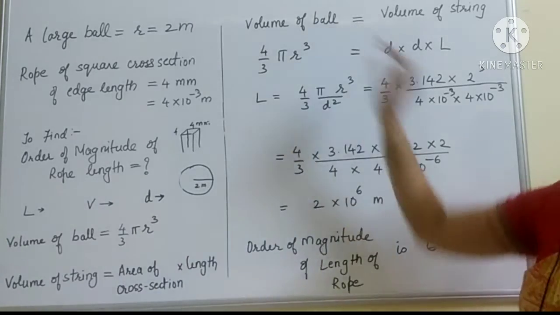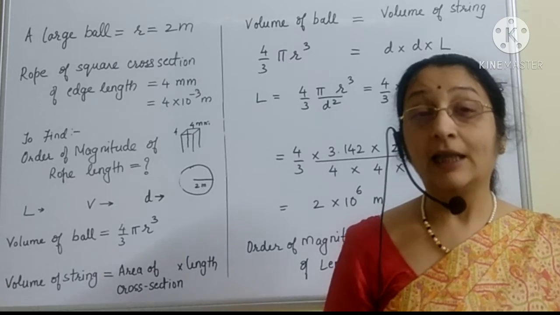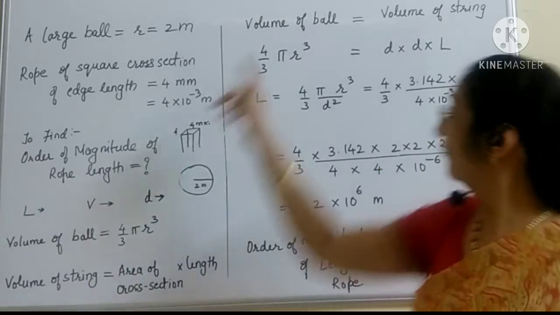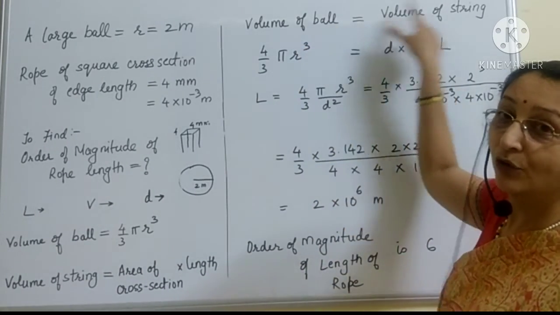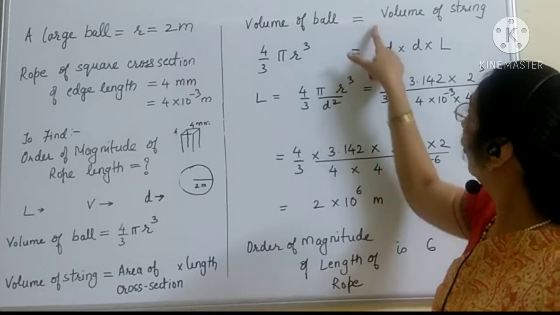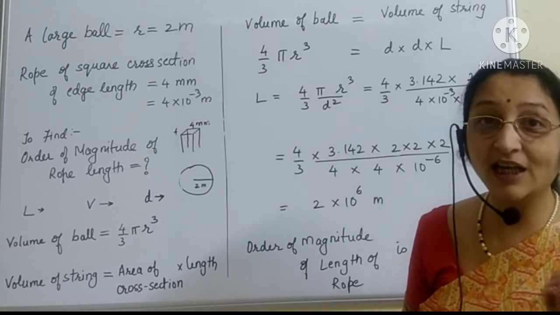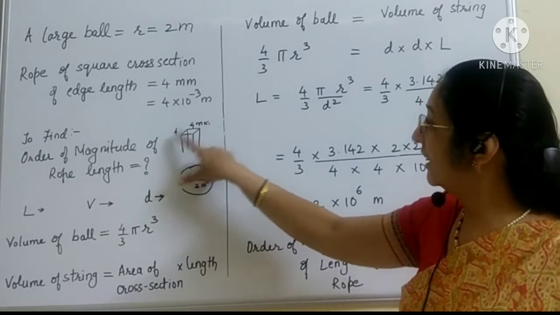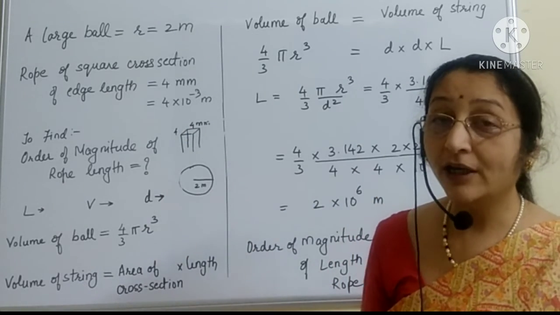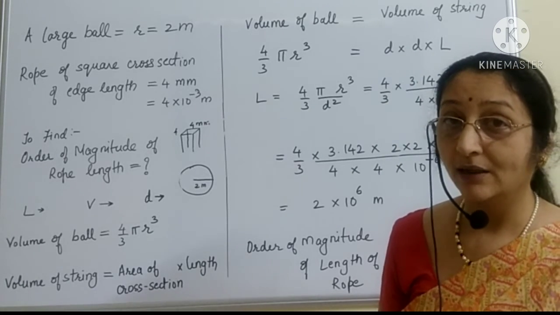Now, what is common in them is that one is made from the other. That is, the volume of the string is equal to the volume of the ball. So volume of the ball is equal to the volume of the string. But volume of the ball is 4 by 3 pi r cube. And d is the edge length, one length and one breadth. So d into d, that is d into the length of the string. So d into L is the volume of the string used.